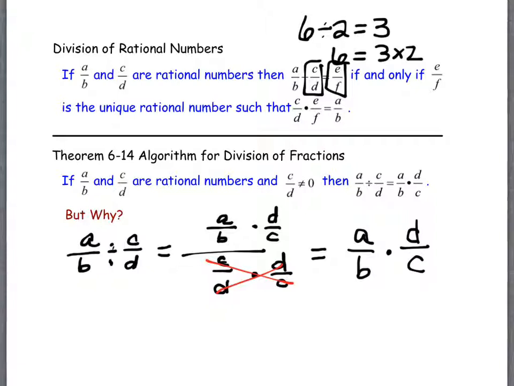It's because of multiplicative inverses. That's why this works. And we're so glad it does, because it is handy. It's very easy to use.